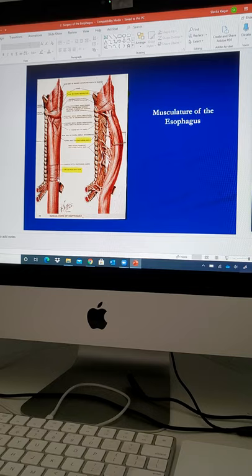Mucosa. Yes, right? And what's the movement when you're swallowing the food? It's through peristalsis. Peristalsis, right? So again, the outer layer would be longitudinal muscle, the inner would be the circular muscle. And there is that zone of weakness, which I just mentioned. That's the weakest area, right? Zone of weakness.